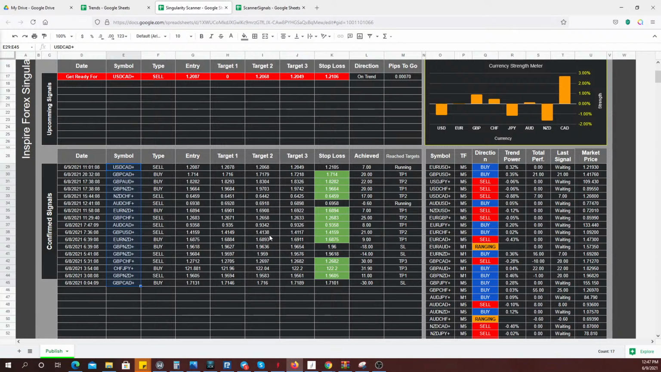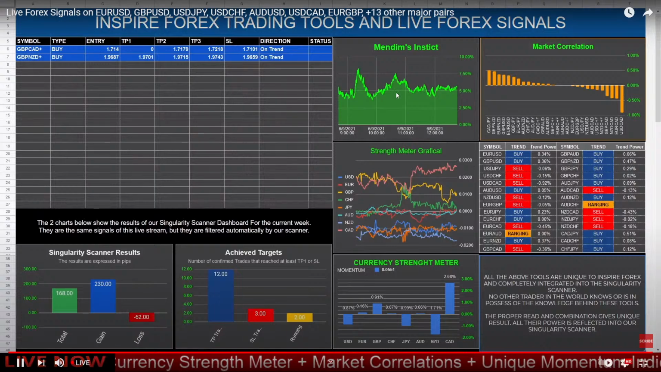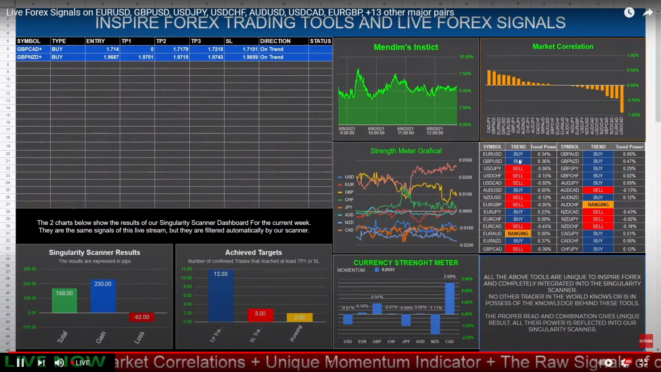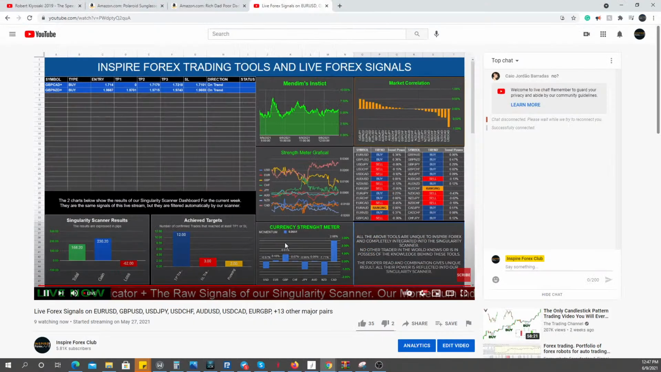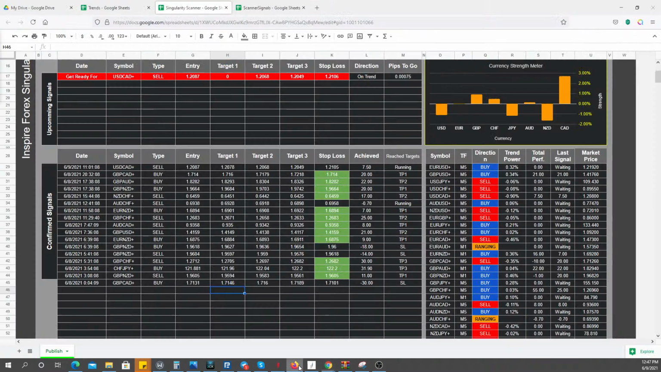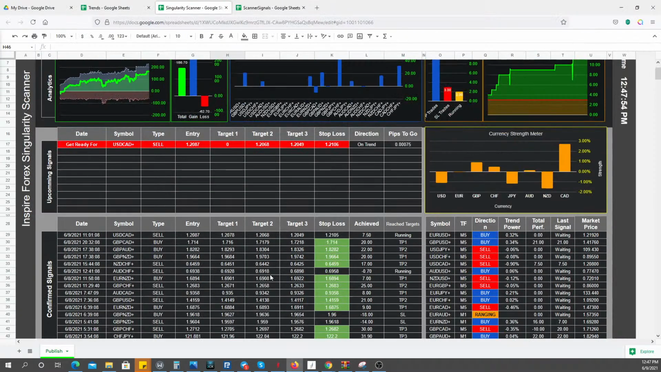So just try it. You don't have to drive yourself mad trying to discover whether the momentum is good, or the correlation is good, or whether the strength, the trend and everything like that is appropriate to take the trade. Everything is done automatically directly on our Singularity Scanner, so you don't have to do anything else than copy and paste the values of the confirmed signals into your MT4. It's easy as you listen. Just don't miss this opportunity.